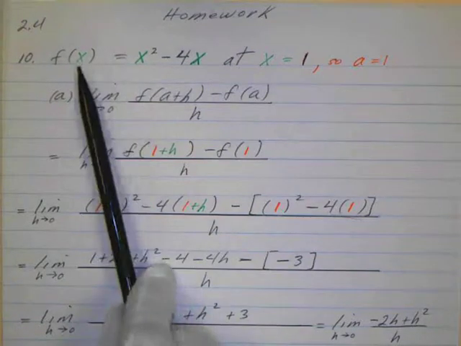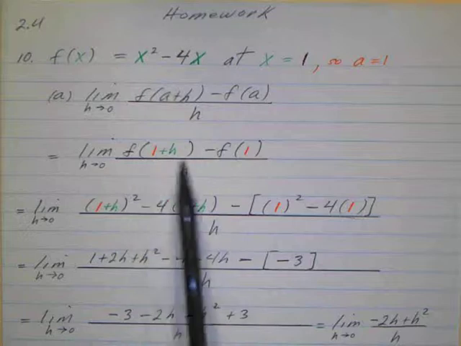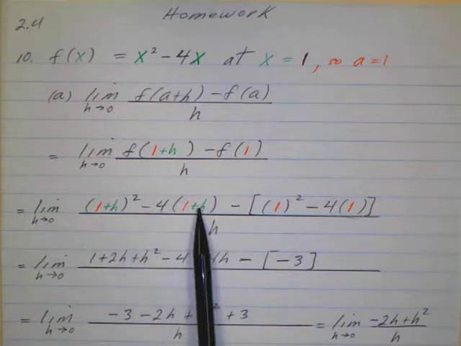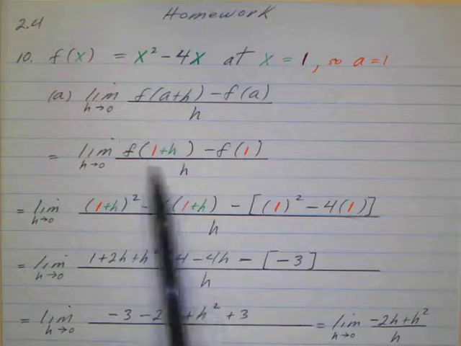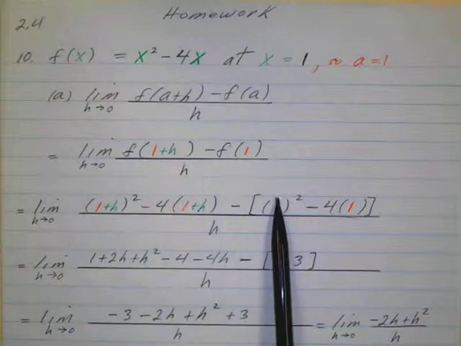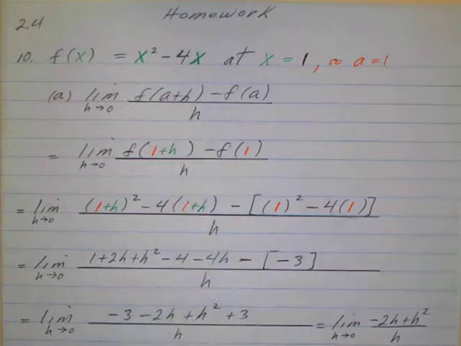Now the function is something squared minus 4 times that something. And in this case, the something is going to be 1 plus h. So I've got 1 plus h squared minus 4 times 1 plus h. That's my f of a plus h. Minus f of a. And that's just going to be the 1 squared minus 4 times 1. So we substitute that into the function. So be really careful when you do this. Give yourself plenty of room.